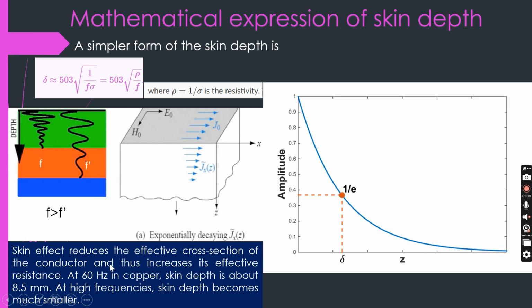Skin depth reduces the effective cross section of the conductor and thus increases its effective resistance. For example, at 60 Hz in copper, skin depth is about 8.5 millimeters. At high frequency, skin depth becomes much smaller.